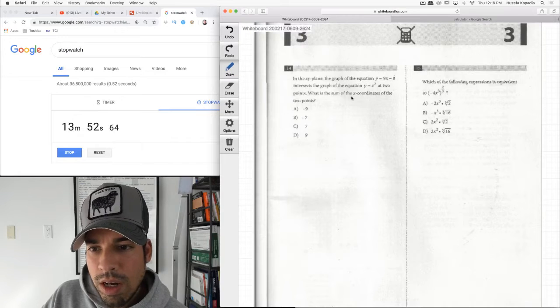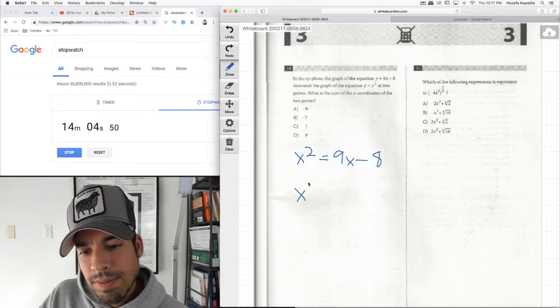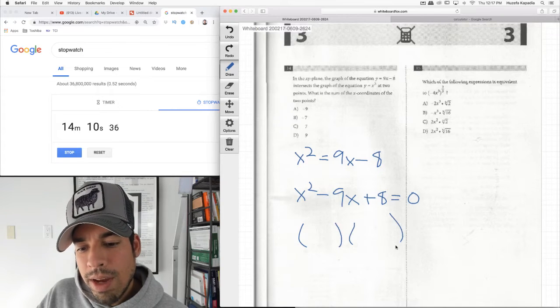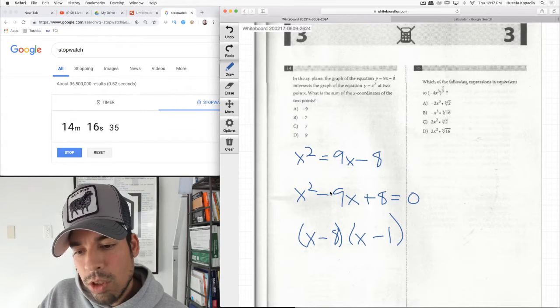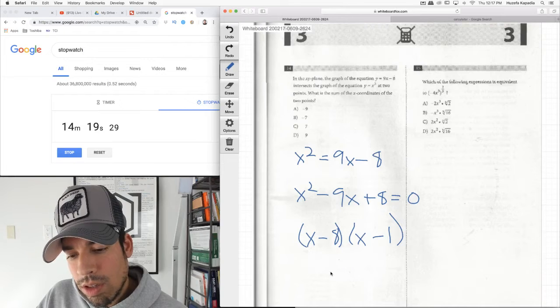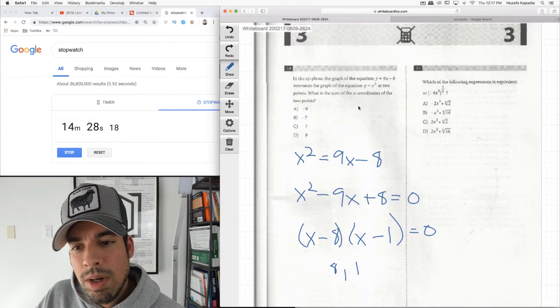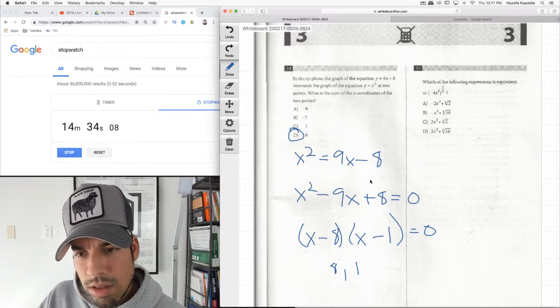In the xy plane, the graph of the equation y equals 9x minus 8 intersects the graph of the equation y equals x squared at 2 points. What is the sum of the x coordinates? Okay, set these guys equal to each other. X squared equals 9x minus 8. Subtract 9x, add 8, set it equal to 0. Factor, so minus 1 and minus 8, because those multiply to positive 8 and add to negative 9. So the solutions are 8, because remember, this is equal to 0. So when does this go to 0? At 8. This one goes at 1. So the sum of the x coordinates of the 2 points is 8 and 1, which is 9. That's it, as long as I didn't make a mistake.